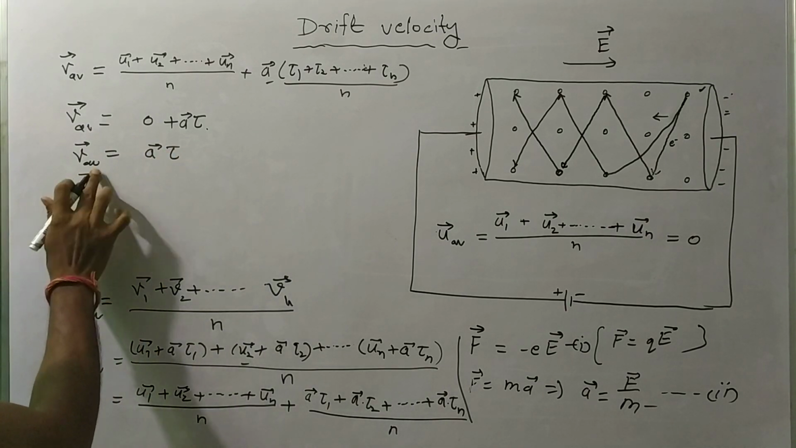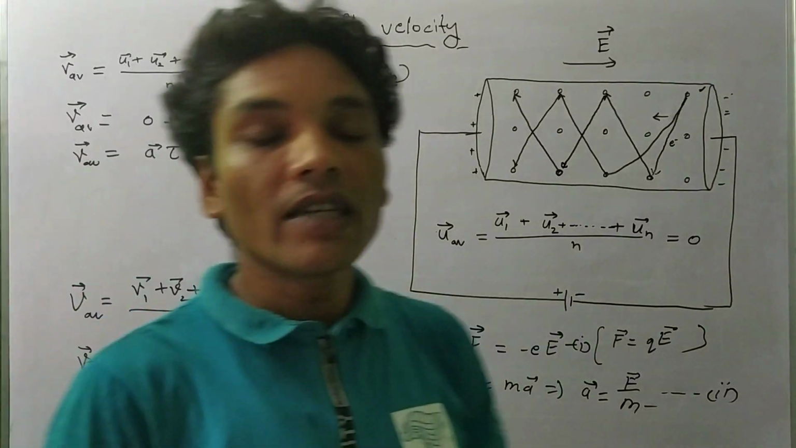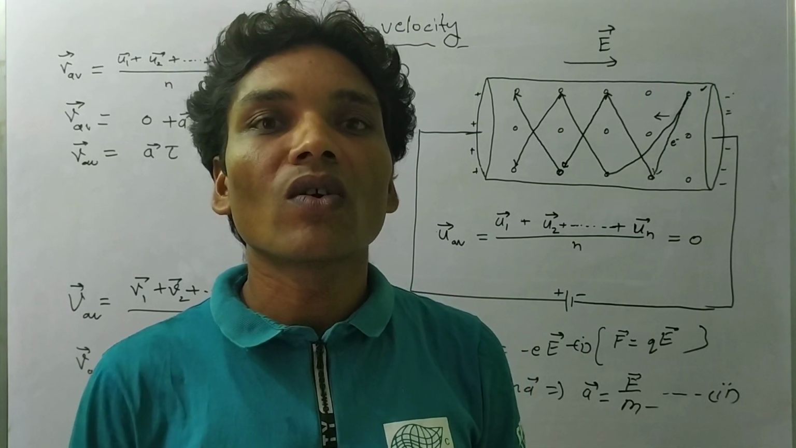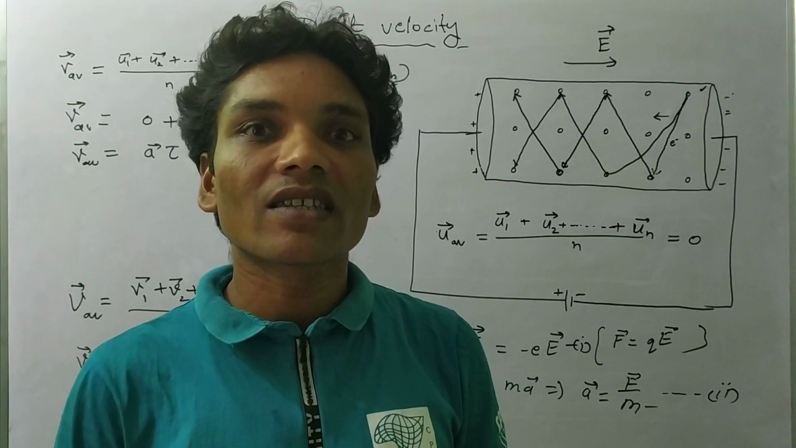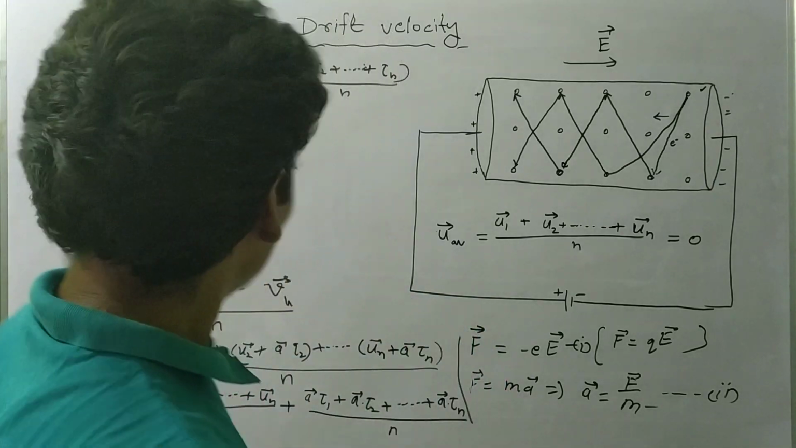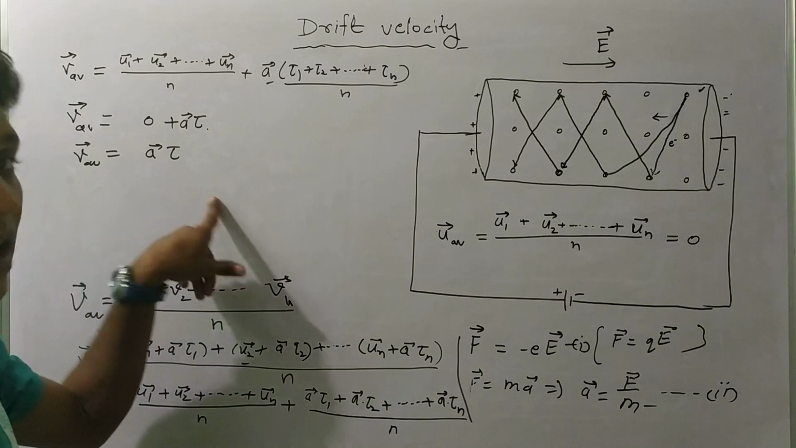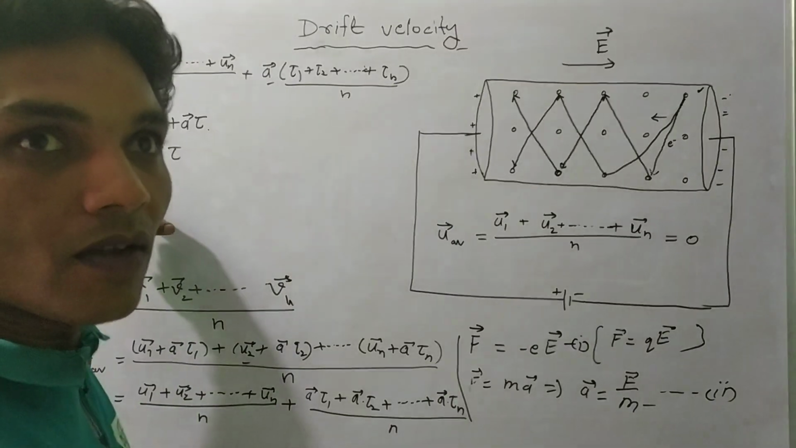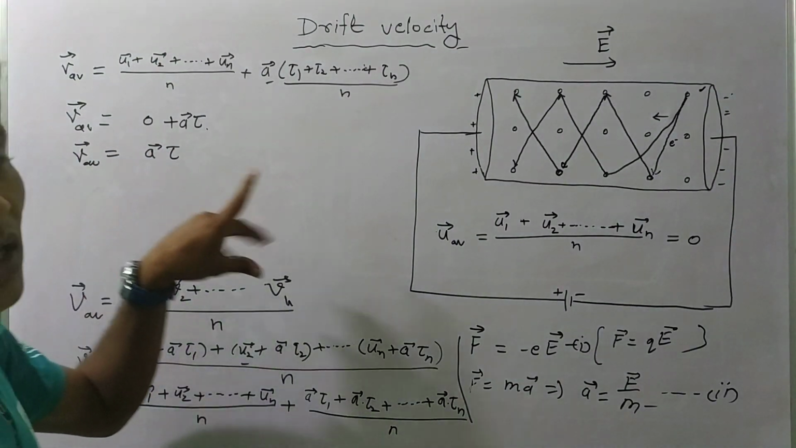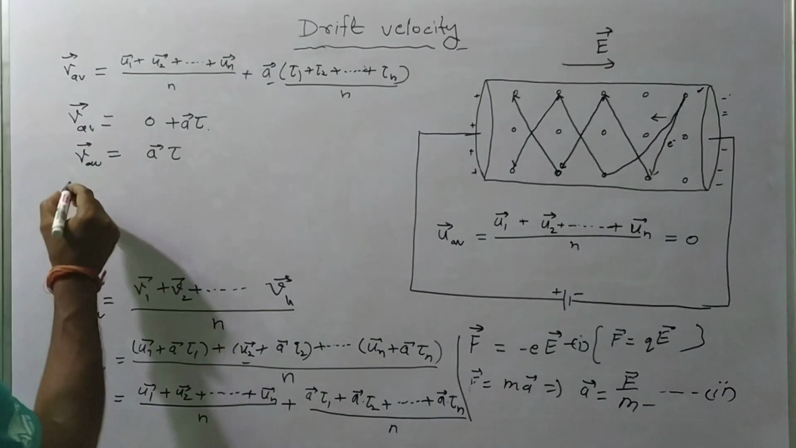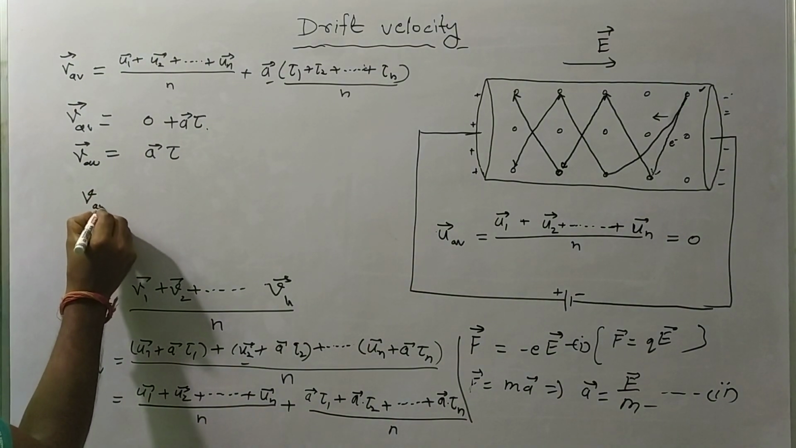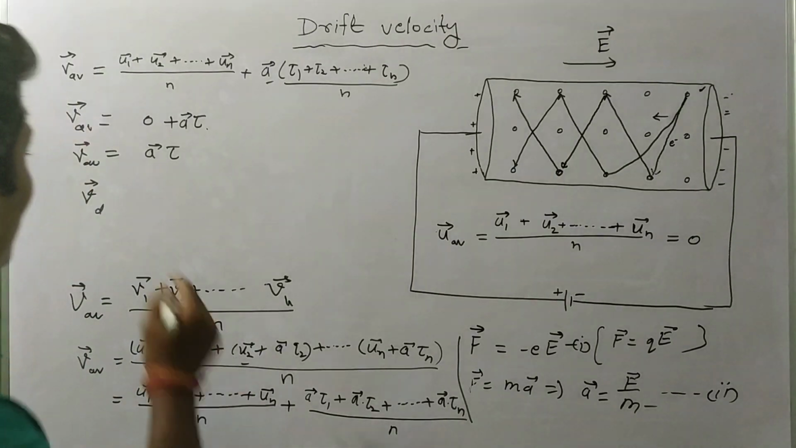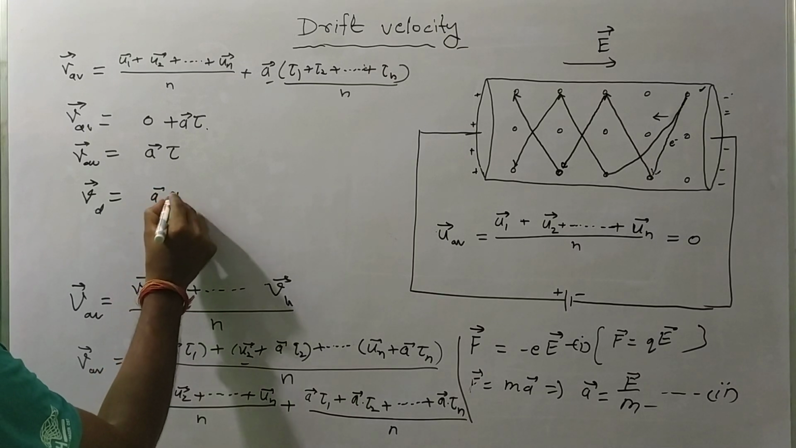This average velocity is the drift velocity. Actually, drift velocity is the average velocity of free electrons in the presence of an external electric field. So this velocity is the average velocity of free electrons in the presence of an external electric field, and it is called the drift velocity. So we can put drift velocity Vd equal to vector A into tau.